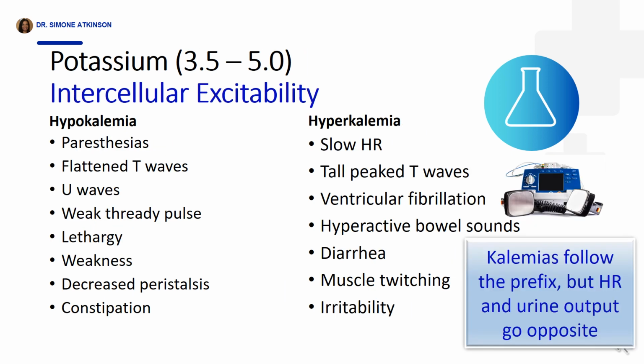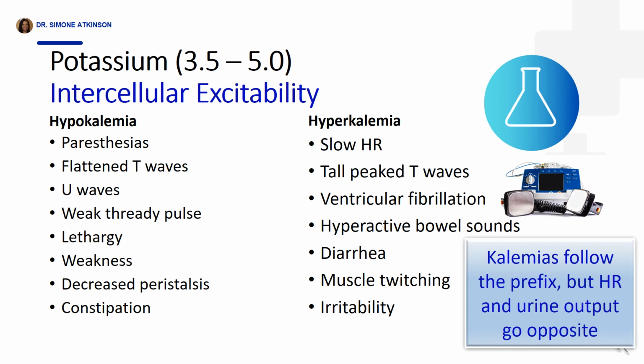Now let us focus on potassium. The accepted lab range stands between 3.5 to 5.0, and its role lies in intracellular excitability. So consider this: excessive potassium trapped within the cells would trigger some serious issues. Also remember that small shifts in levels can lead to significant consequences.